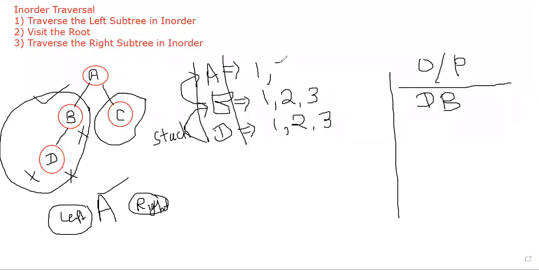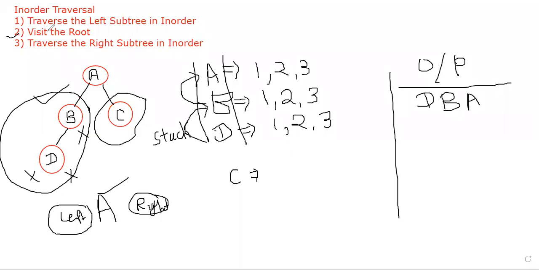Now we go to step number 2. What does step number 2 say? Visit the root. So we are visiting the root, here A. Then it says that we go to the right subtree. Now when you go to the right subtree, we have the node C, which is the root of the right subtree.